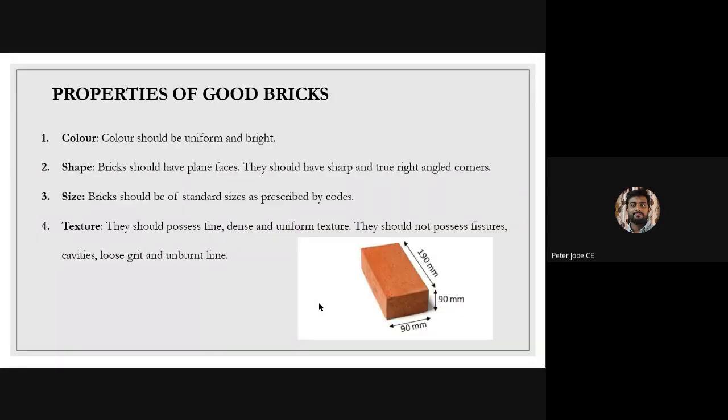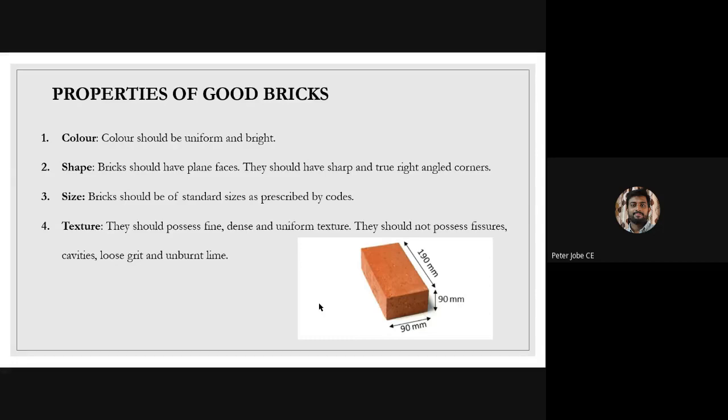So the first property of a good brick is that it should have a uniform and bright color. You can see the brick given in the lower right side of our screen, where the dimensions are also marked. The length of a standard brick is actually 190 millimeters. The height of the brick is 90 millimeters, and the width of that brick is also 90 millimeters. So why are we not giving it as 200 by 100 by 100? Because we are giving a space for mortar filling. Mortar filling means the cement sand paste that we are providing in between the bricks.